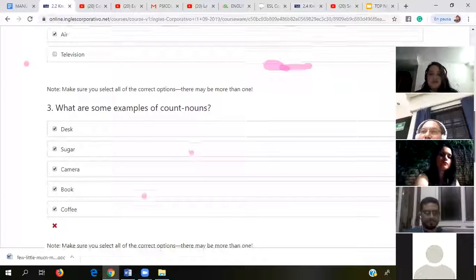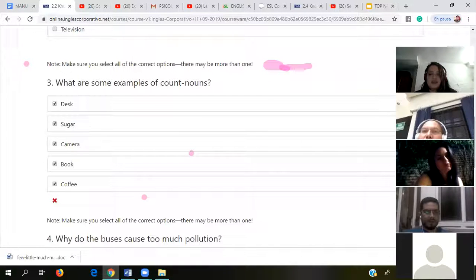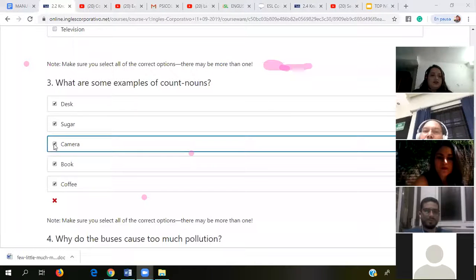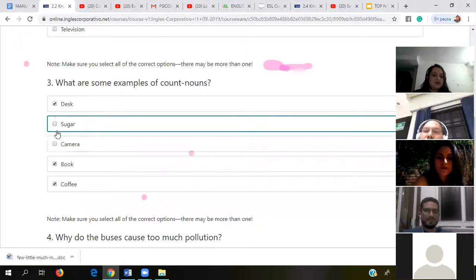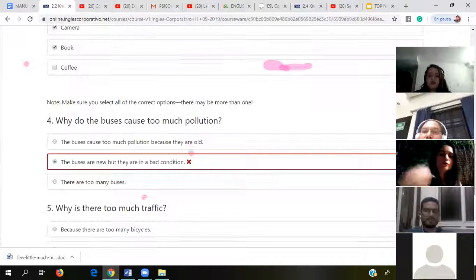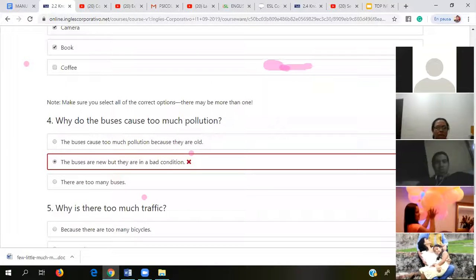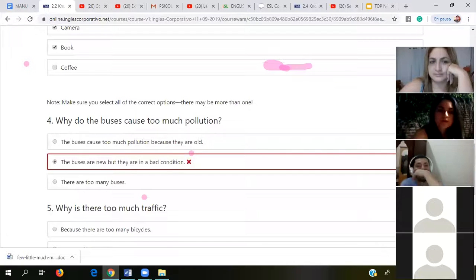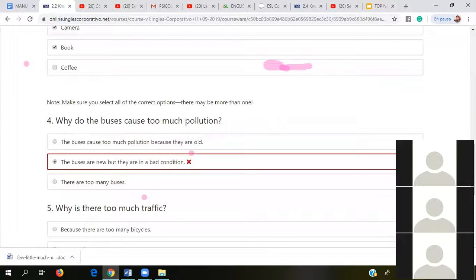Number three, Fernando. What are some examples of count nouns? Desk, camera, and book. Okay, awesome. Next one, Roxana.